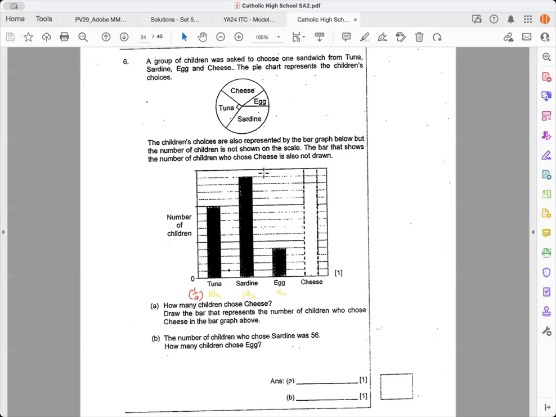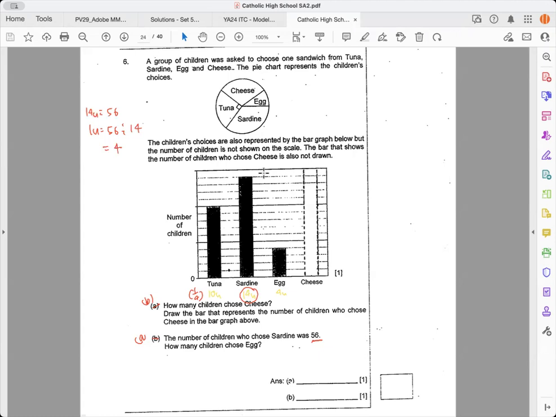This is actually A and this is B. Okay, let's do A first because we need this 56. The number of children who chose sardine was 56, meaning 14U is 56, right? 14U is equal to 56. 1U will be equal to 56 divided by 14, and you get 4.